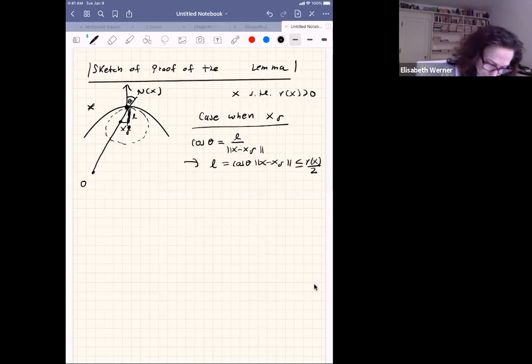Then of course, afterwards, one would have to consider the case that this is actually bigger than r of x, the rolling function at x, over two. But that's already kind of technical, and that's also technical. So let's stay with one technical issue concerning this lemma.